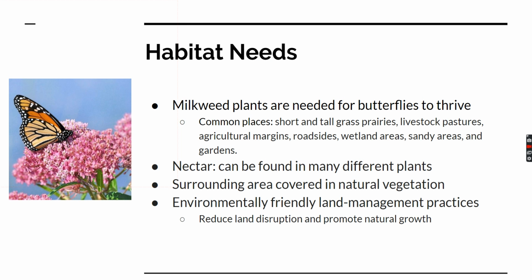Milkweed plants are needed for butterflies to survive. And they thrive in many common places, such as short and tall grass prairies, livestock pastures, agricultural margins, roadsides, wetland areas, sandy areas, and gardens. They need nectar, which can be found in many different plants, especially blooming flowers. The surrounding area should be covered in natural vegetation, and then environmentally friendly land management practices, which can reduce land disruption and promote natural growth.